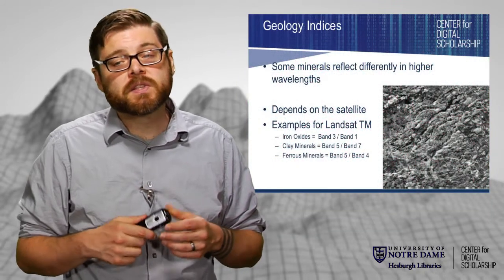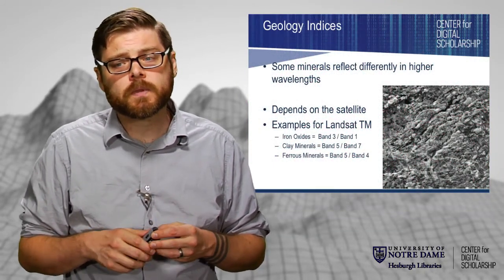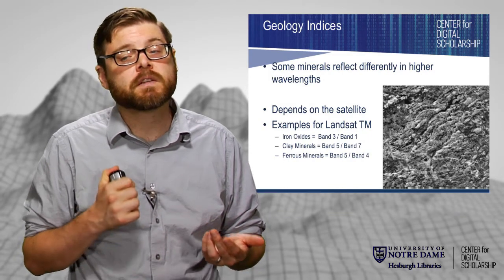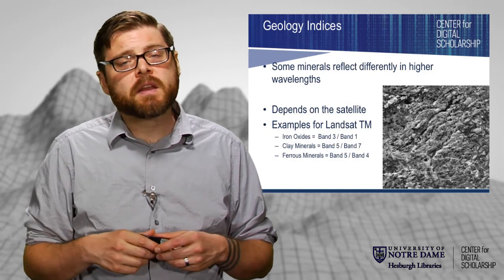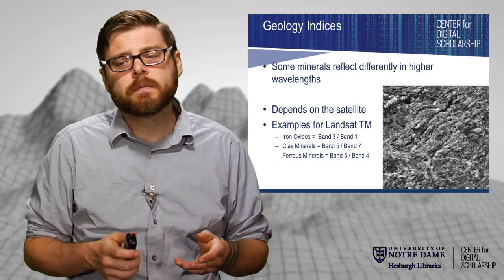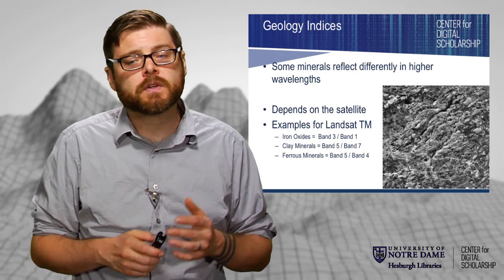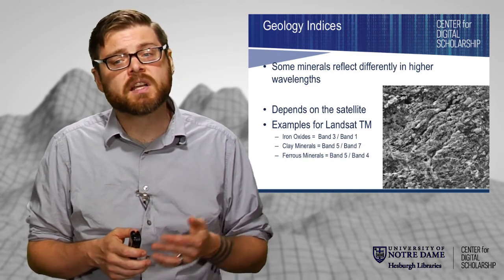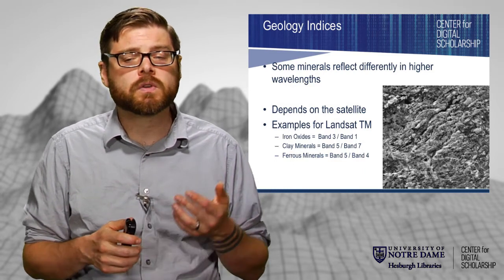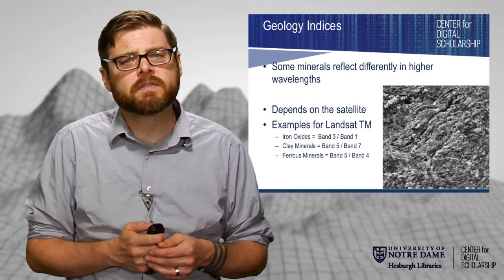Now we can find similar sorts of indices for various geological measures as well, because different minerals reflect differently in some of the higher wavelengths of light. And this is going to depend a lot on the satellite and the data that you have. These have been standardized for Landsat, so there are a few different indices that we could calculate here. We could look at, say, iron oxides or clay minerals or other types of iron minerals based on looking at the combinations of different bands.